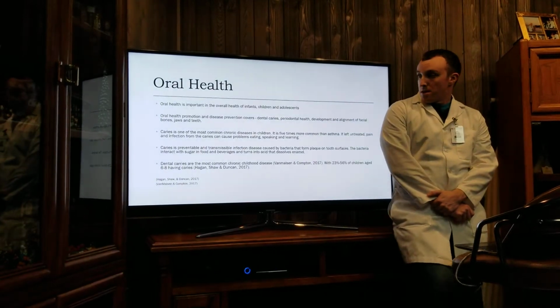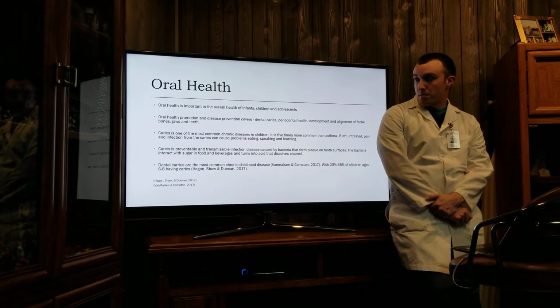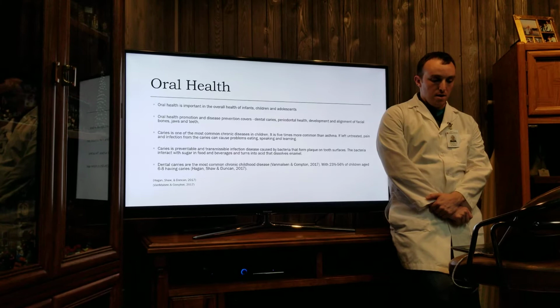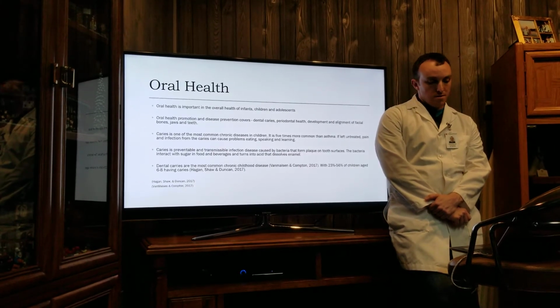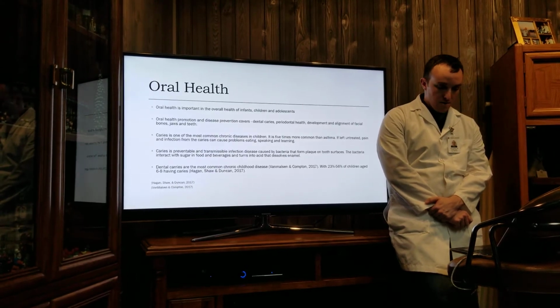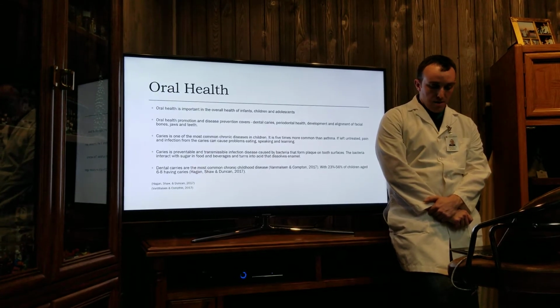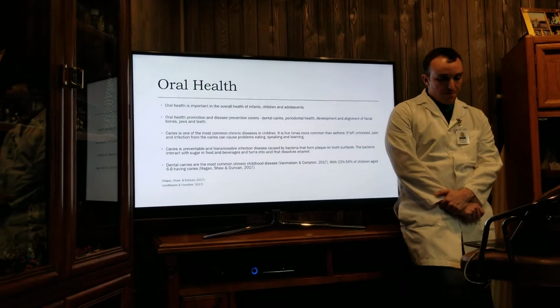So next, we're going to be talking about oral health. Oral health is important in the overall health of infants, children, and adolescents. Oral health often reflects general health. Oral health promotion and disease prevention covers dental caries, periodontal health, development and alignment of facial bones, jaws, and teeth.